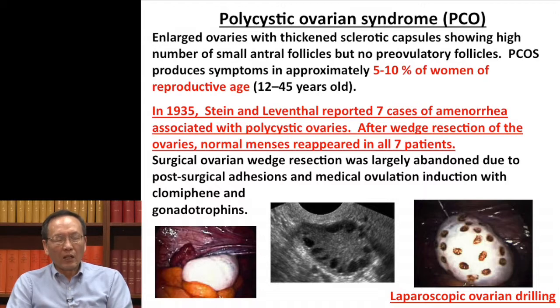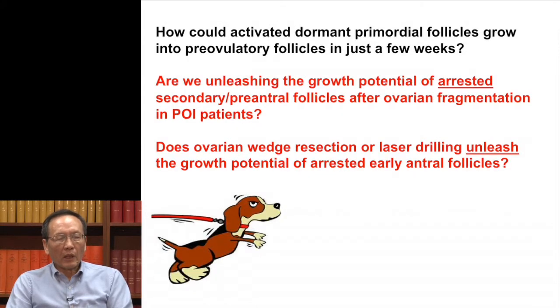However, as you can see in the lower right-hand corner, people are still using laparoscopic ovarian drilling. Basically, you burn holes in the ovary, and the follicles will start to grow. So this data, this classical result, gave us some hints. Something is going on, maybe in our human trial.